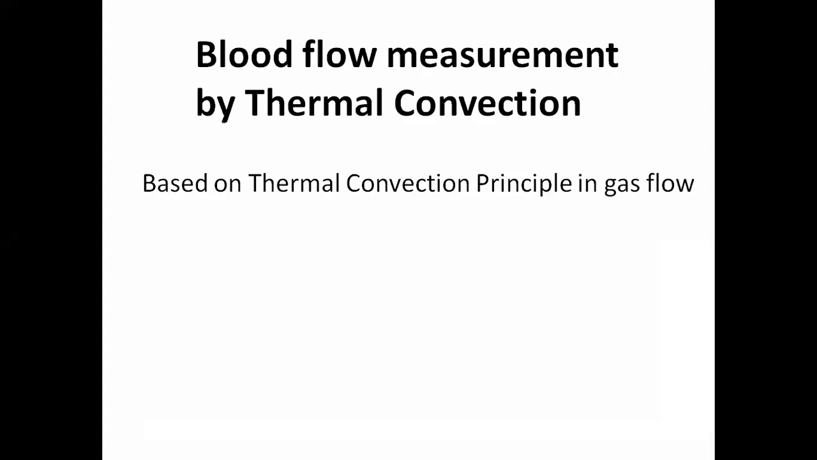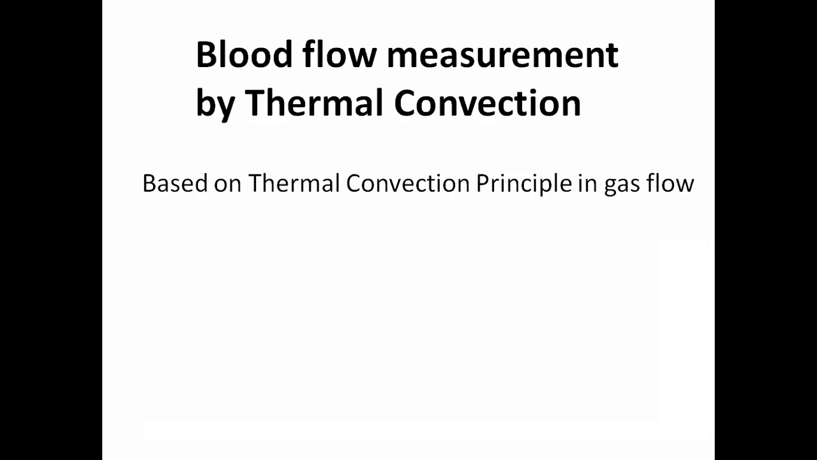The same principle is also used to find the blood velocity. In this case, we will use a thermistor in the blood vessel. Suppose we want to find the blood flow in a given blood vessel. First of all, we place a thermistor in the blood vessel. By placing that thermistor, it detects the temperature of the actual flowing blood.